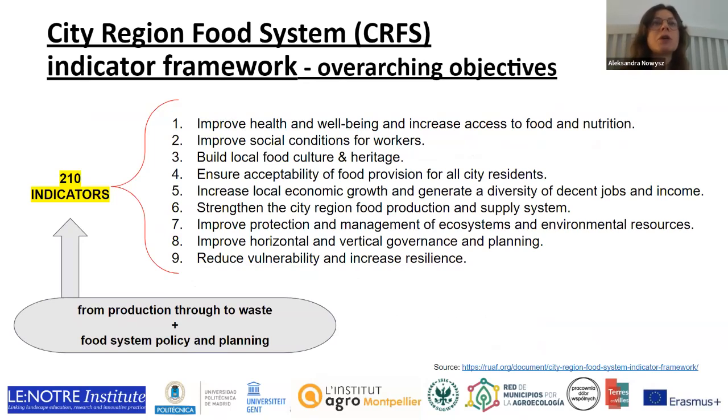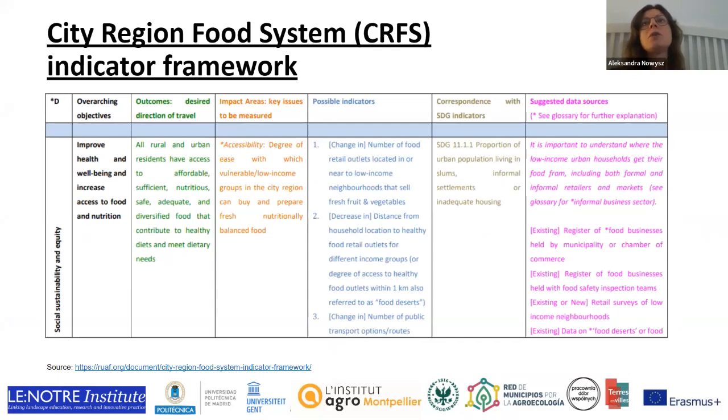In the City Region Food System Framework, you will find 210 indicators, and they are from production through to waste and food system policy and planning. And these 210 indicators are organized by overarching objectives, which are as follows: improve health and well-being and increase access to food and nutrition, improve social conditions for workers, build local culture and heritage, ensure acceptability of food provision for all city residents, increase local economic growth and generate a diversity of decent jobs and income, strengthen the city region food production and supply system, improve protection and management of ecosystems and environmental resources, improve horizontal and vertical governance and planning, and reduce vulnerability and increase resilience.